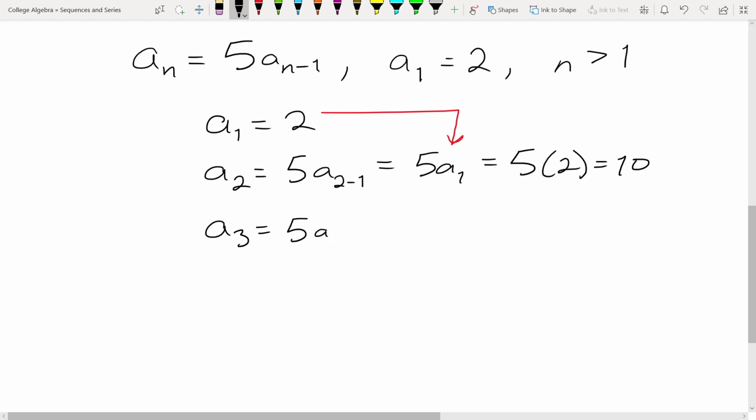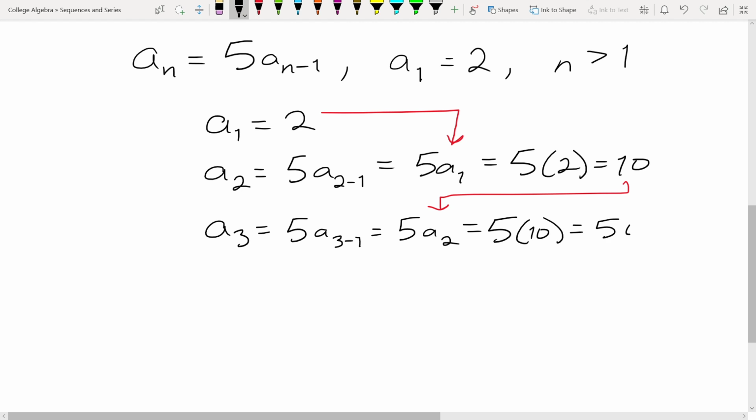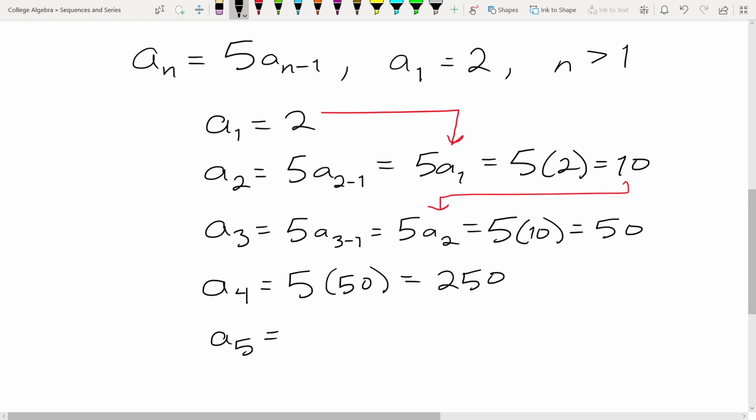is 5 times a2. And we know what a2 is, we just found it. So we're going to take what we just found and plug it into here. Gives us 5 times 10, which is 50. So a4, using the exact same reasoning, is going to be 5 times 50, because it's just the previous term, which is 250. And finally, a5 is 5 times 250, which is 1250.